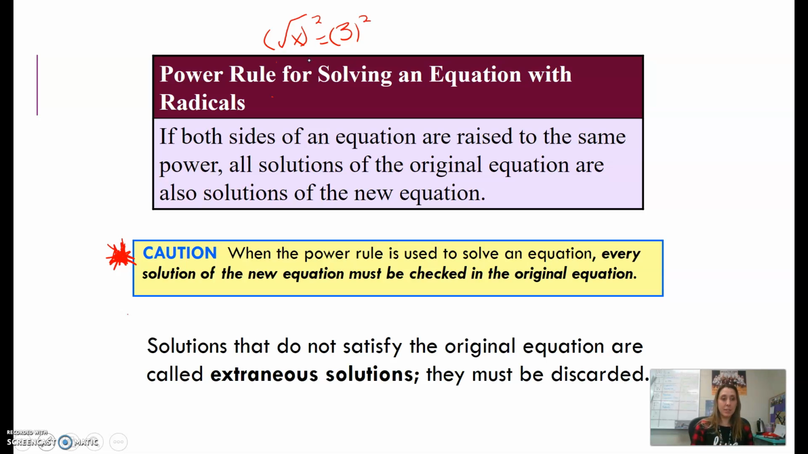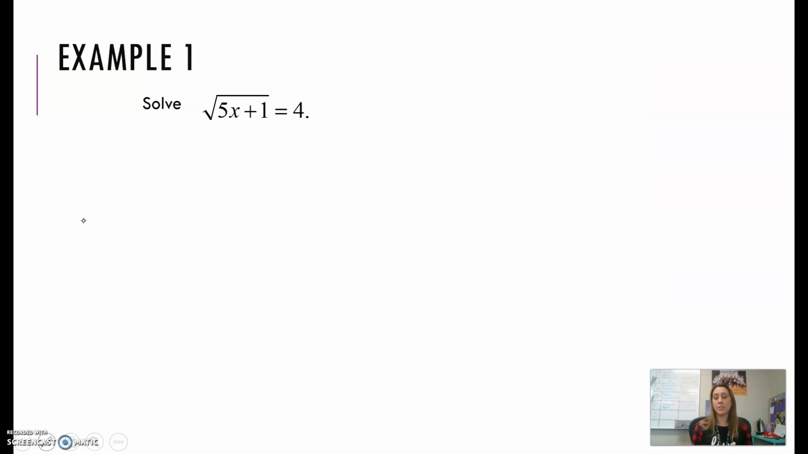The biggest thing that we need to be cautioned with is this right here. We need to make sure we check our answer. You will be required to plug it in. So if you write nothing else on this part, write down that you have to get an answer and plug it back into the original to make sure it works. Okay, so this is our first example. Go ahead and hit pause and get this down.